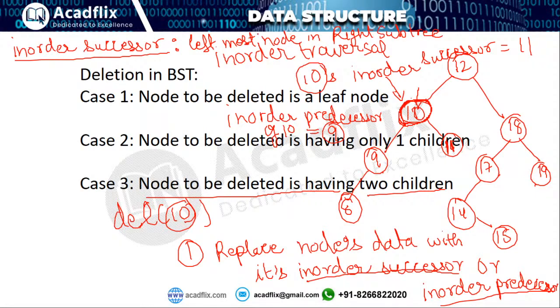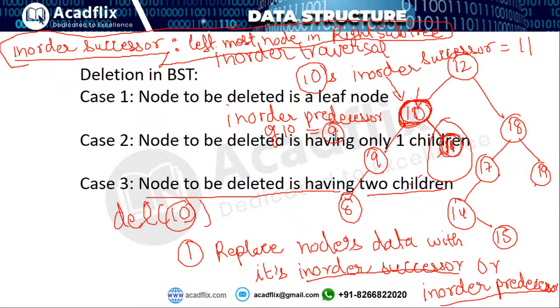So take a note of this. What is the in order successor of a node? It is the leftmost node in the right subtree. If I have to find the in order successor of 10, it would be the leftmost node in the right subtree. In this particular case there is only one node in the right subtree, so there is no left child, and this becomes the in order successor.